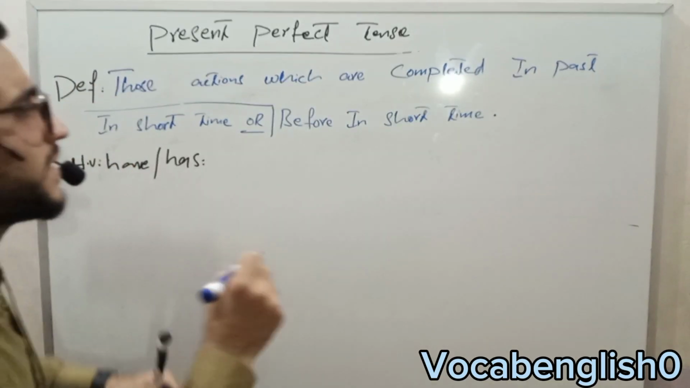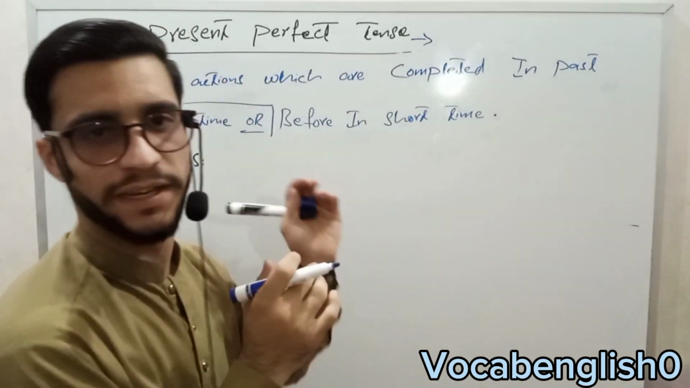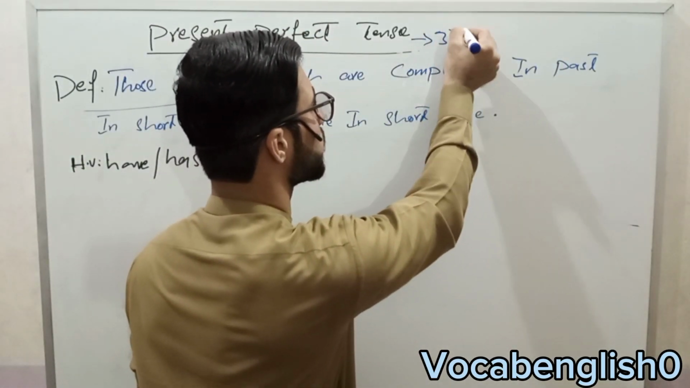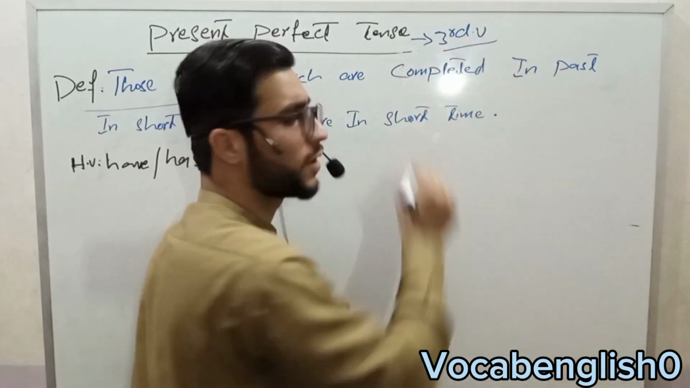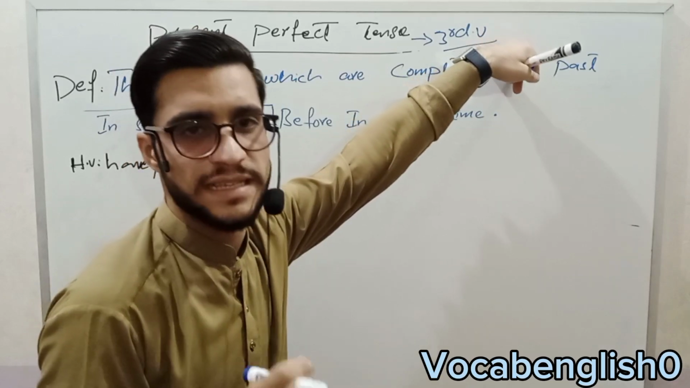The third thing, the main thing, is that in all perfect tenses we always use the third form of verb. It is the necessary point.